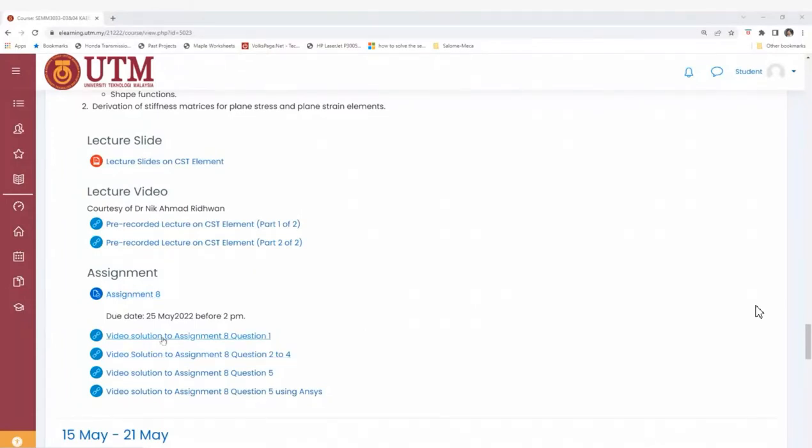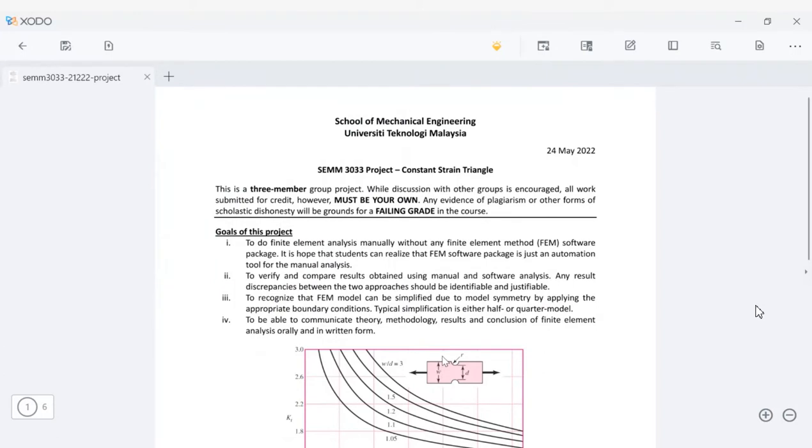Now I have posted all the solutions, including how I solve question number 5 of assignment 8 using ANSYS. This will be a good example for you to start your project, because your project, which is this one, is based on CST. So the topic is constant strain triangle.